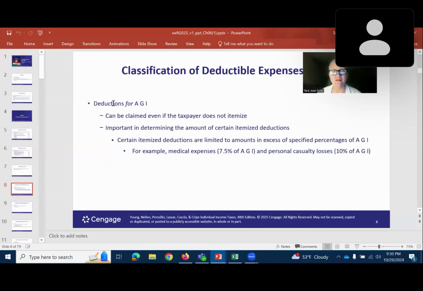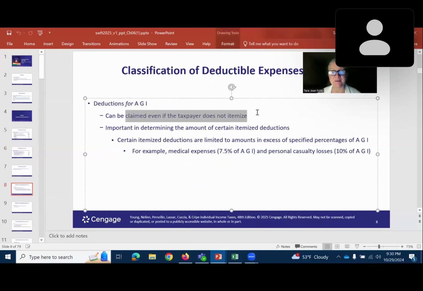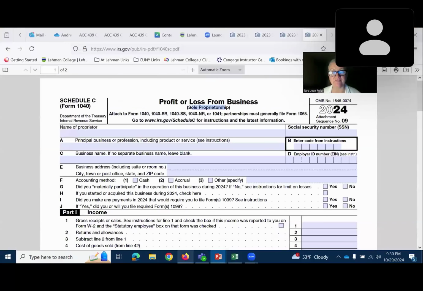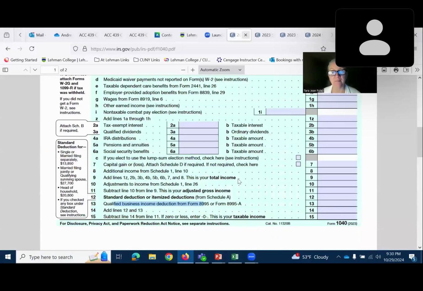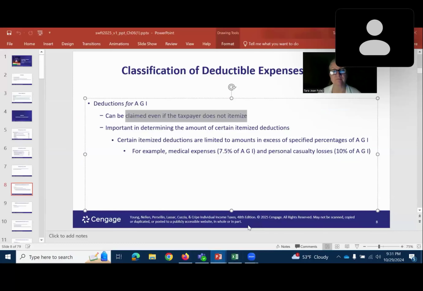So deductions for AGI can be claimed even if the taxpayer does not itemize. So that's everything above the line, everything above adjusted gross income. If I've got deductions on Schedule 1, I can deduct them even if I don't itemize, right? These are all different line items. Now, for itemized deductions, there's certain ones, but they have some limits.